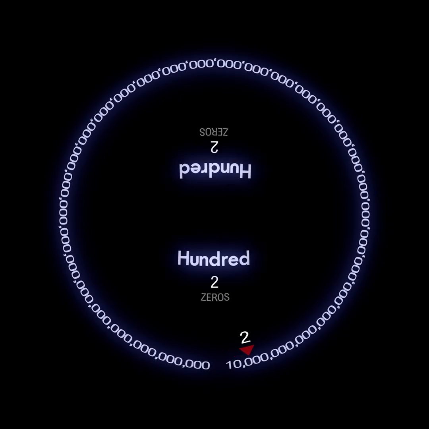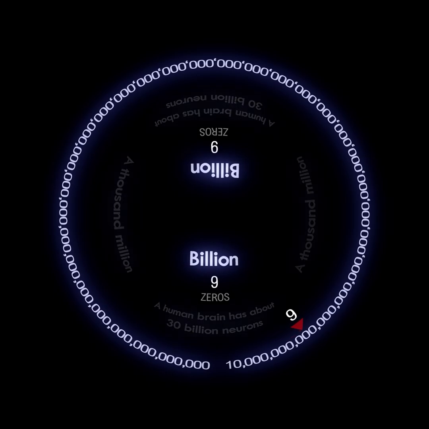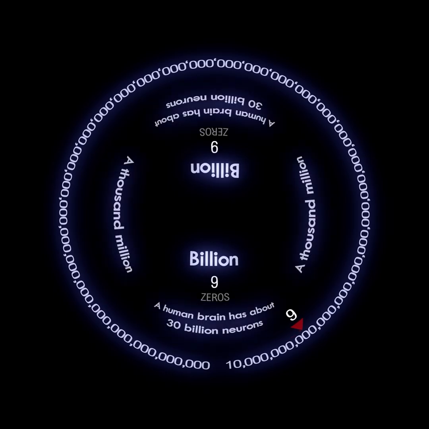There are some giant numbers on the way to a Googol. Let's look at some examples. 1,000 is just 3 zeros. As we reach 6 zeros, we're already at a million, but we have a long way to go to get to a Googol. A billion has 9 zeros. A human brain typically has about 30 billion neurons.